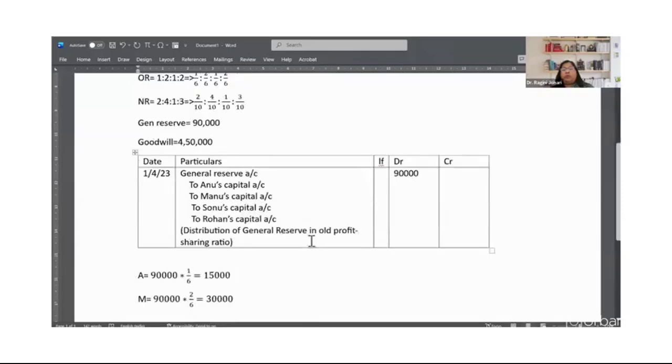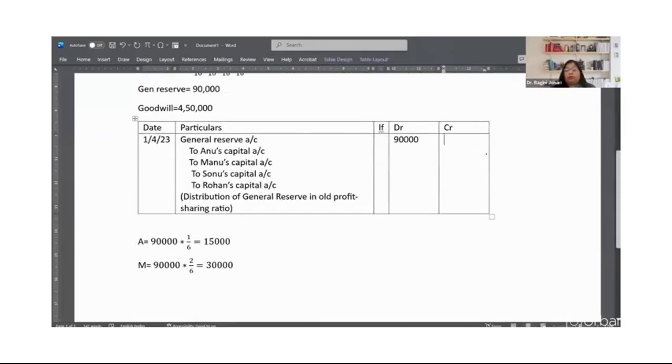Now we have these two numbers, so now we can straight away go on posting our details. So this person gets 15,000. This person gets 30,000.